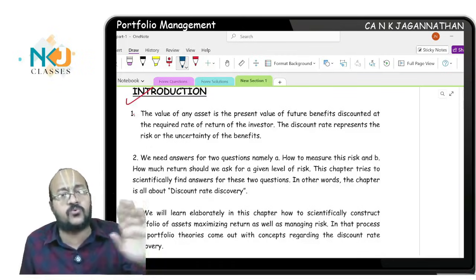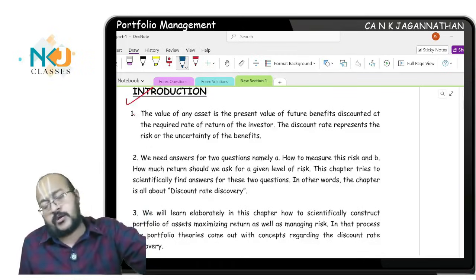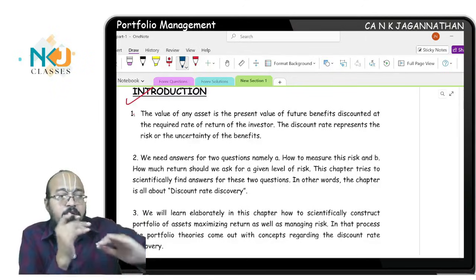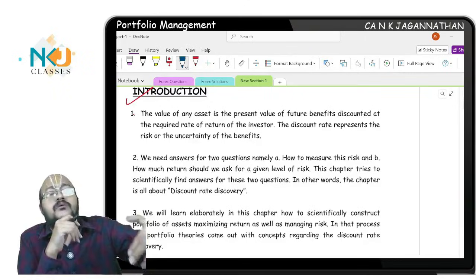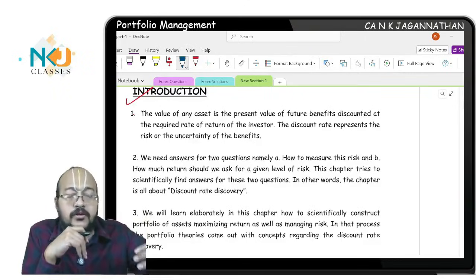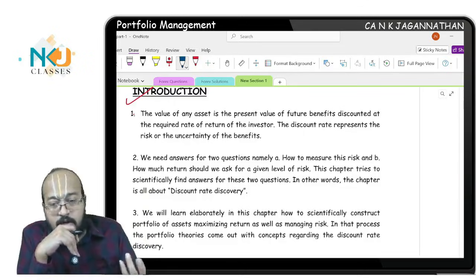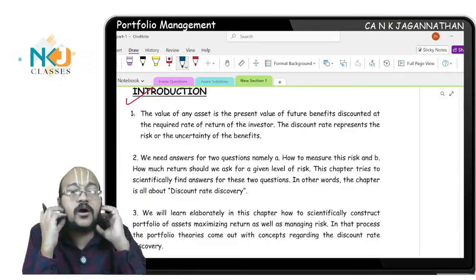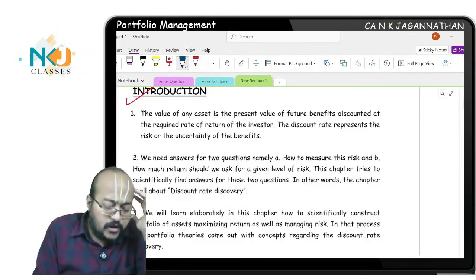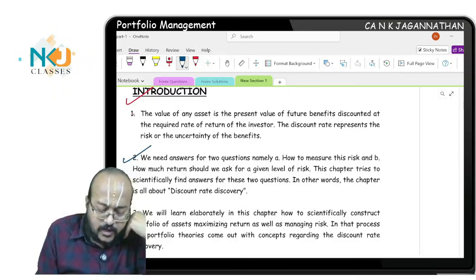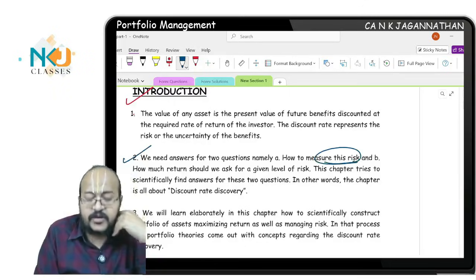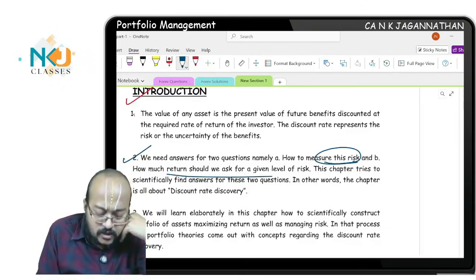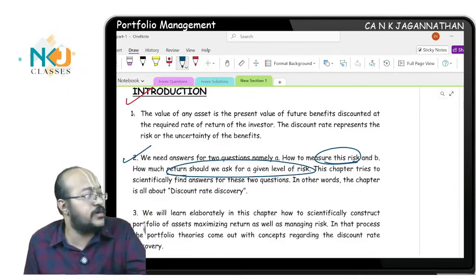Are you understanding? So two things mainly you should think. One is, how to measure the risk. Then for a given level of risk, how much additional return I should ask from this security. How much should the investors expect from this security? This is what it is all about, correct? So we have two things to find out. One is how to measure the risk. Second is, for a given level of risk, how much return we should ask. These two things we need to find out.